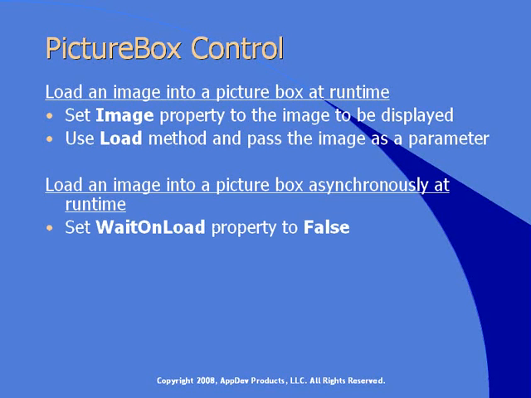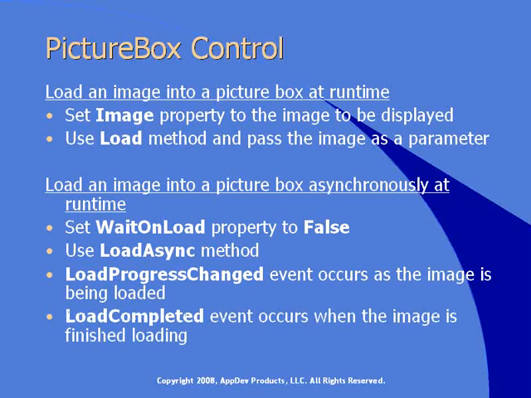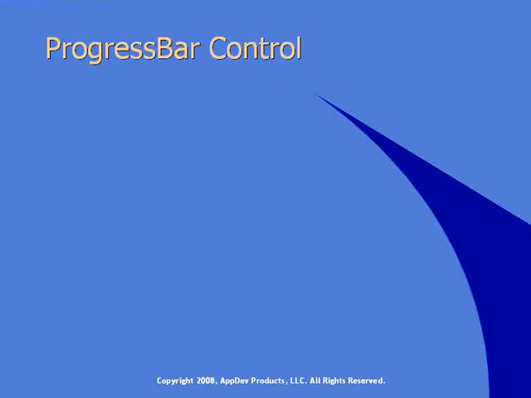You can set the wait on load property to false, which tells your code not to wait while this is being loaded. Then you'll use the load async method to load the image asynchronously. You can use the load progress changed event to monitor the progress. And then the load completed event occurs when the image is finished loading. Now, if you're going to monitor the progress, you're going to want to perhaps display to the user where in the process we are. And for that, we can use the progress bar control.